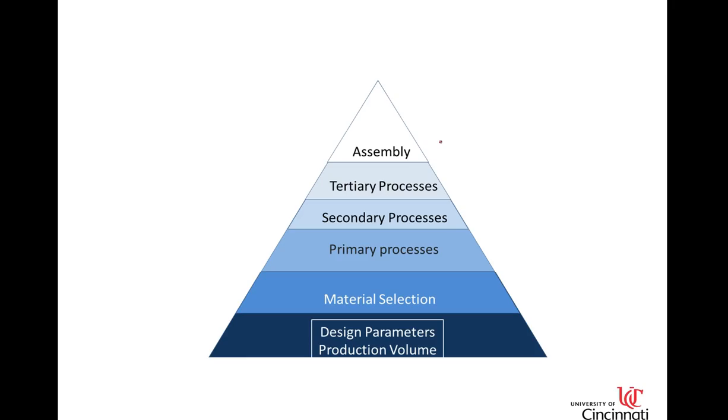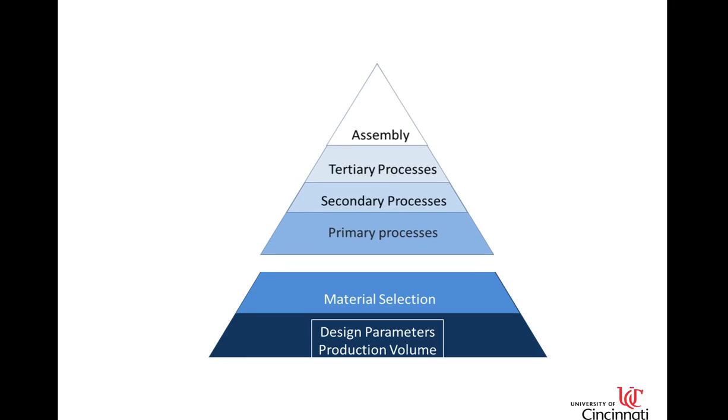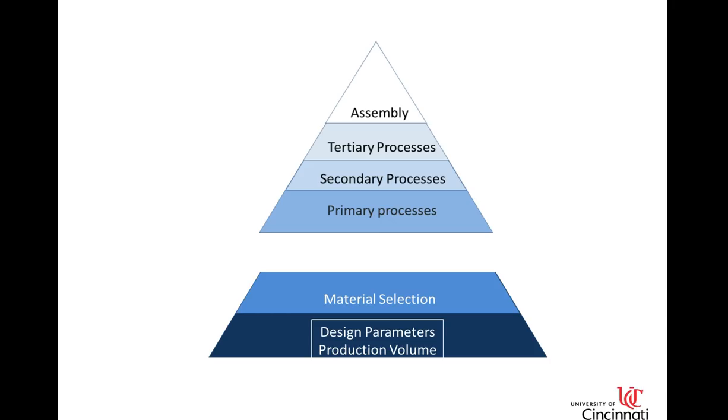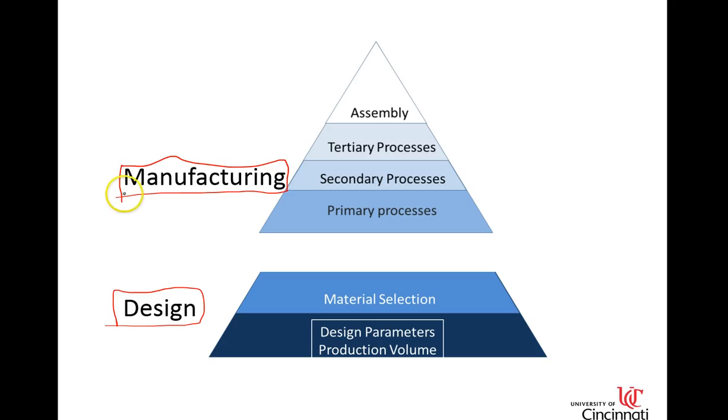So if we were to break this triangle up, you could think of the upper portion as your manufacturing processes, and the lower portion as your design processes. And what we're going to look at now is we're going to specifically define what exactly it is to design a product, as well as what it means to actually manufacture a product.